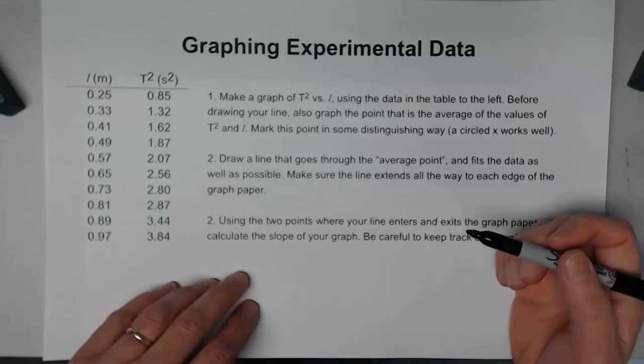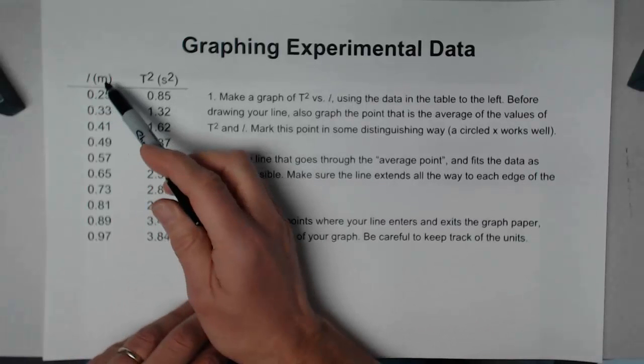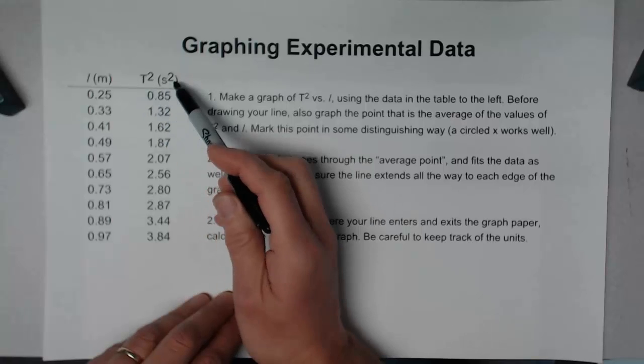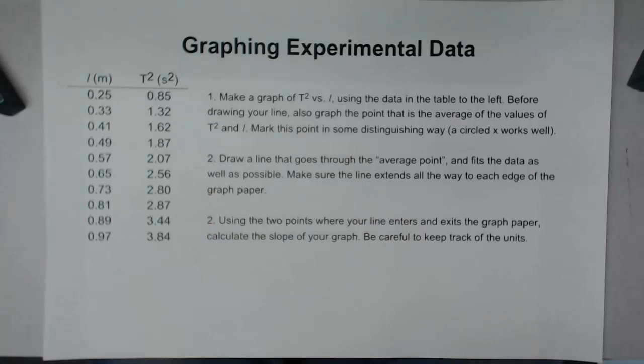The data we have here, L in meters, t squared in seconds squared, is something that you might get for a pendulum. The reason I have t squared, that represents the period of the pendulum squared, is because there's a linear relationship between the square of the pendulum period and the length of the pendulum. So we'll be able to see a line on our graph instead of a parabola or some other sort of curve.